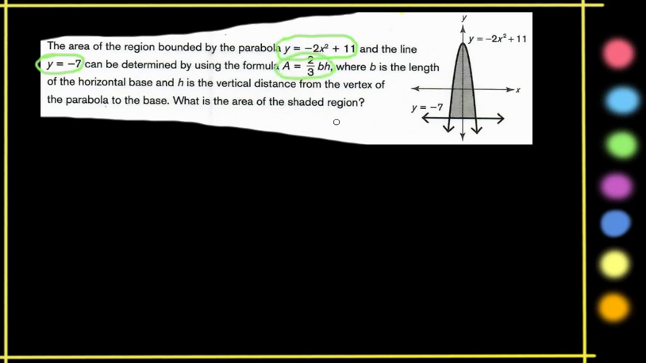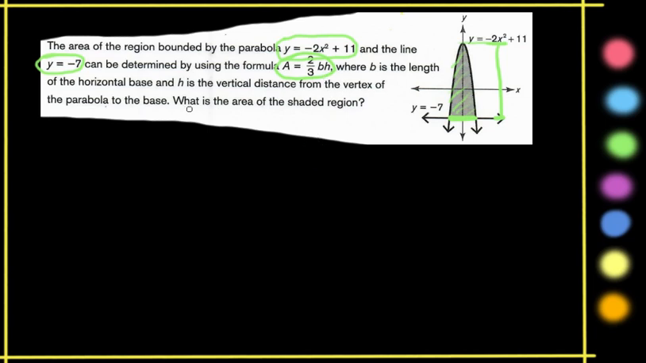Area is 2/3 the base times the height, where b is the length of the horizontal base, so that's the length of this thing here. And then h is the vertical distance from the vertex of the parabola to the base. So that's this height all the way from this line all the way up to the vertex here. And fortunately, if you know calculus, you could compute this formula. But since you guys don't know calculus, they just give it to you. So they give you this formula. A is 2/3 the base times the height.